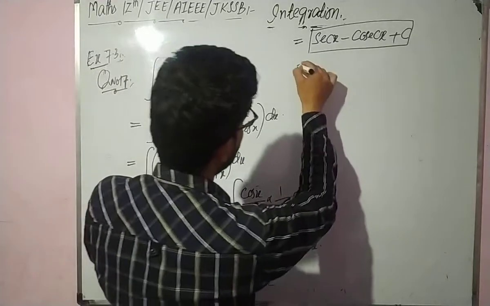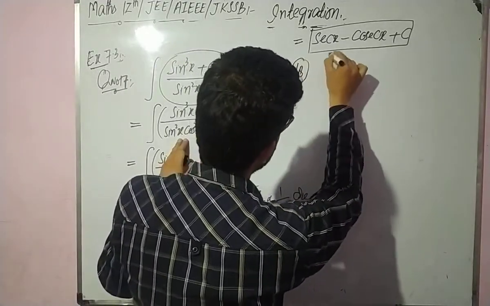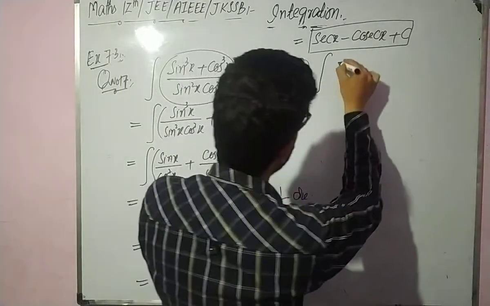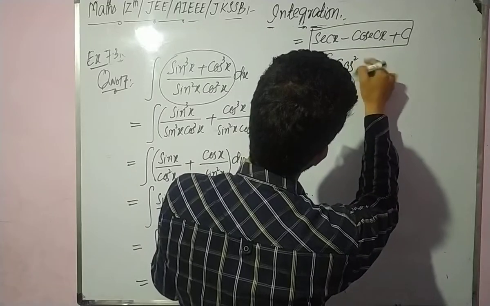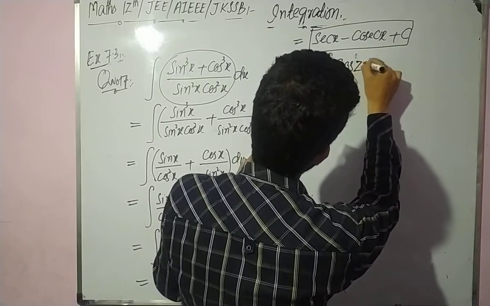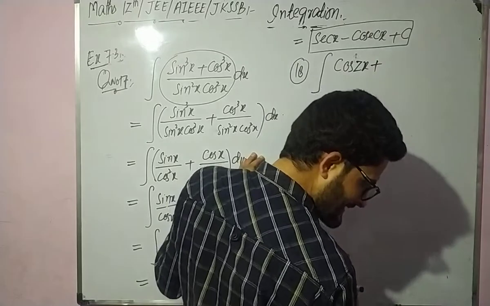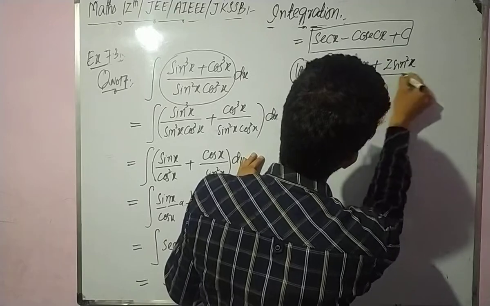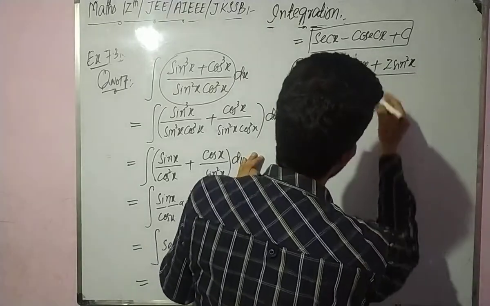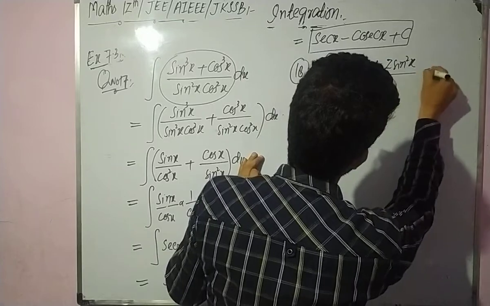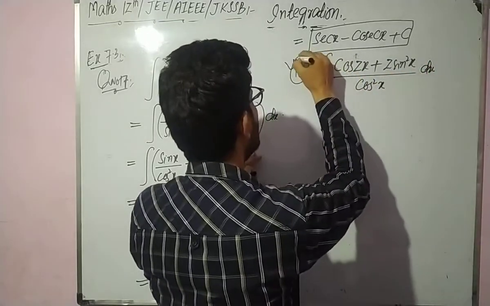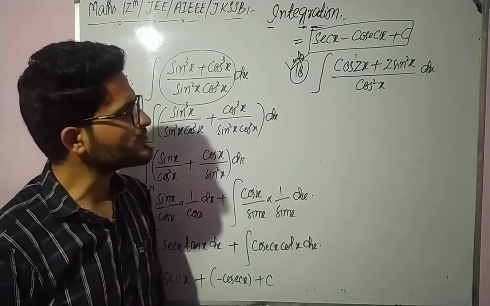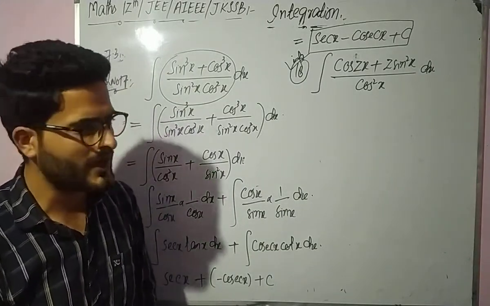Now move on to the next, and that is question number 18 of the same exercise, that is integration of (cos 2x plus twice sine square x) divided by cos square x into dx. Again an important question regarding the examination point of view. So cos 2x plus twice sine square x divided by cos square x.